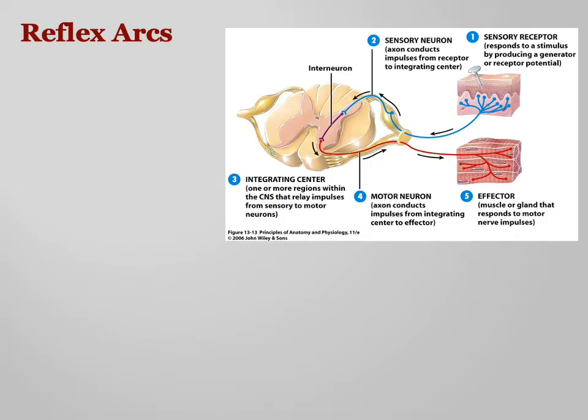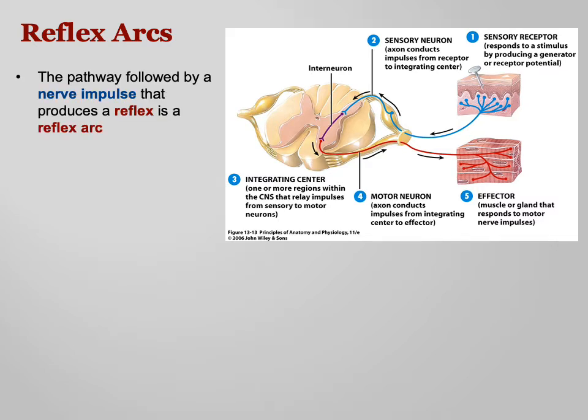Let's talk about reflex arcs. You've all seen the thing where you sit on the table and dangle your leg, and the doctor hits below your knee and your leg jerks. That's a reflex. You have lots of different kinds of reflexes, but let's look at reflex arcs. These are great examples of homeostatic feedback loops. The pathway followed by a nerve impulse that produces a reflex is called a reflex arc.